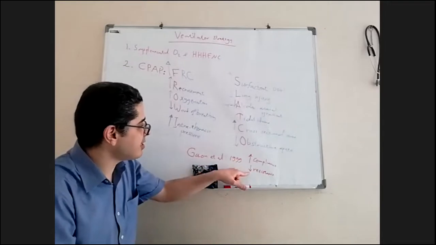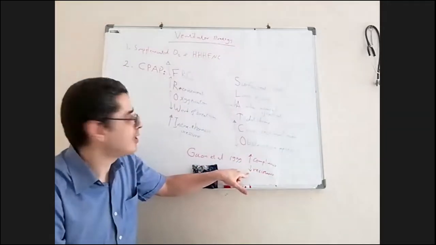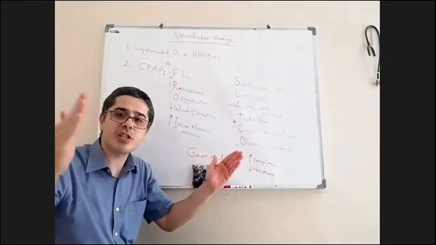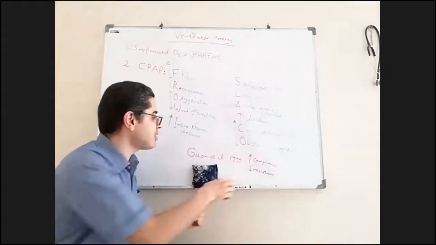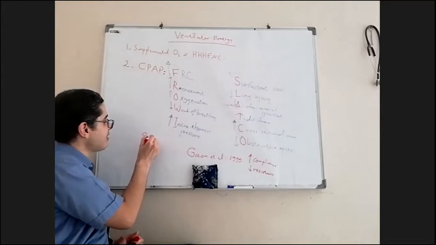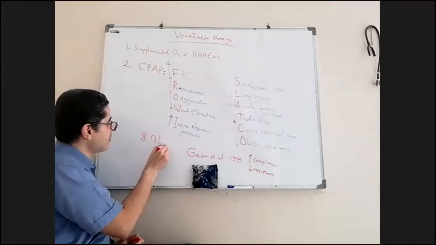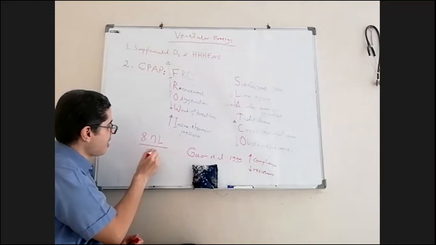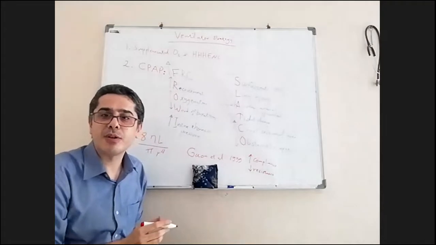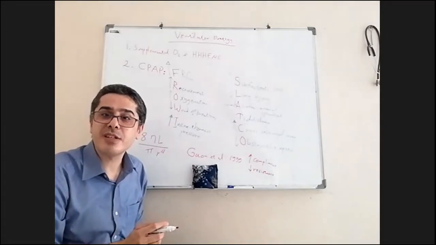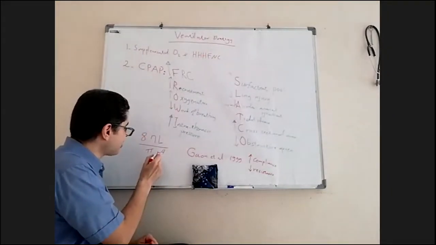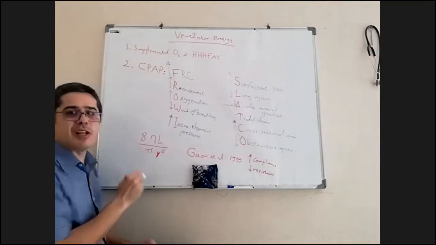Why does CPAP decrease resistance? You must know this also, because like we said, it increases the cross-sectional area. When you increase the cross-sectional area, you increase the diameter. And what is the equation of resistance? Resistance equals 8 eta L over pi R to the power 4. So it is an inverse relation. When the diameter increases, the resistance will be less.